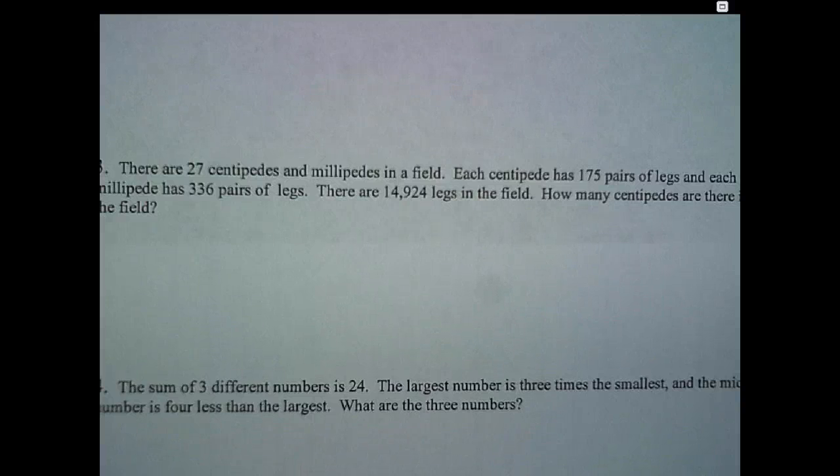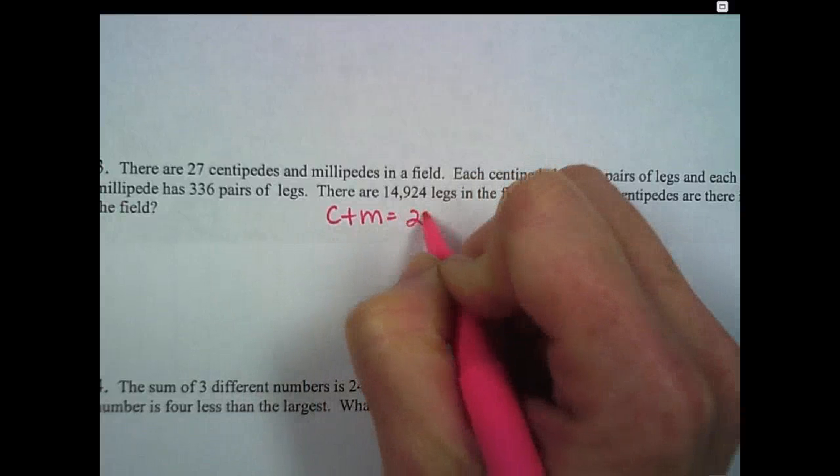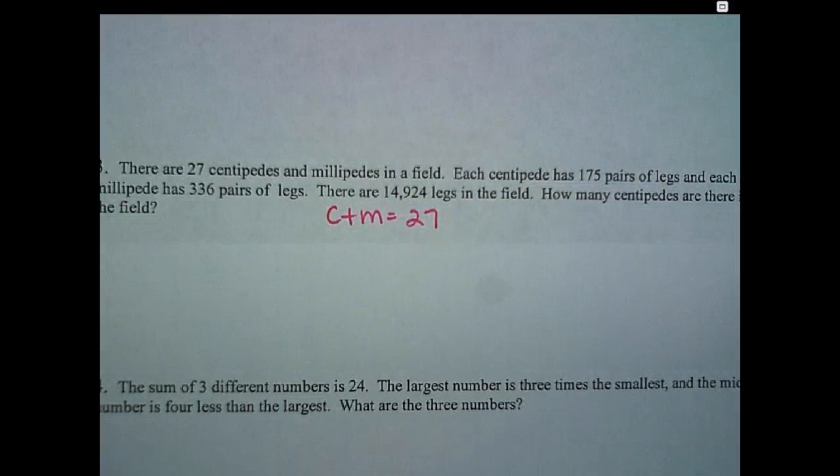Good. X plus y equals 27. Or since we're using centipedes and millipedes, let's go with C and M. So I know that my centipedes plus my millipedes together in the field, there are 27. What I like to tell them when we solve these kinds of word problems is money goes with money, right? Well, in this case, it's not money. What are we dealing with now? Legs. The legs go with legs, right? All the information about legs needs to go together.